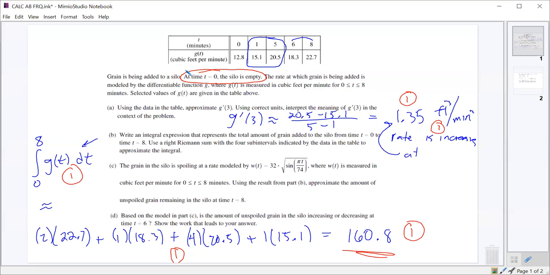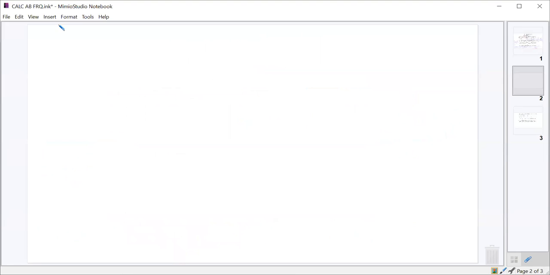So if the silo hadn't been empty at the beginning, we'd have to include that value, but it says it was empty. So we know that through those 8 minutes, not hours, through those 8 minutes, 160.8 cubic feet were put in. And so we want to know how much of that spoils. So how are we going to figure out how much of that spoils with that W of t rate function? Should just be an integral from 0 to 8 of W of t to figure out how much spoils. And what did that come out to be?